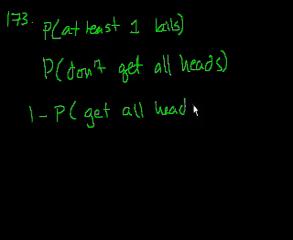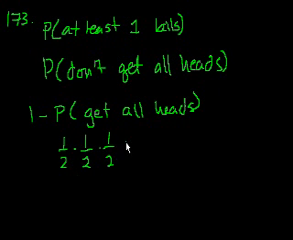Right? And figuring out the probability that you get all heads isn't that hard, because you have a half probability of heads on the first time times a half probability because you have to get a heads on the second time times a half probability because you have to get a heads on the third time, and that's equal to 1/8. So 1 minus 1/8 is equal to 8/8 minus 1/8, which is equal to 7/8. So that is choice D.